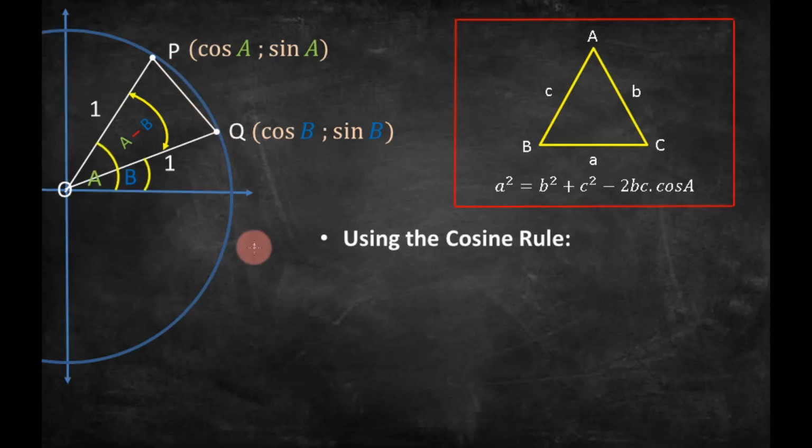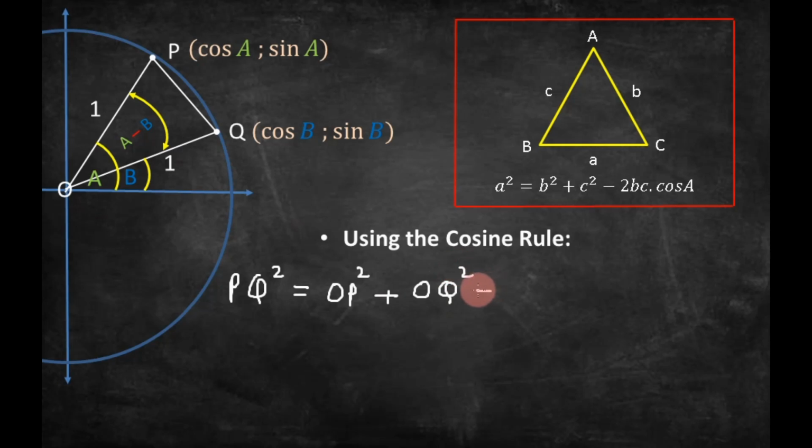So then PQ squared, using the cosine rule, will equal OP squared plus OQ squared minus twice OP times OQ times the cos of the included angle here. In other words, times the cos of A minus B.